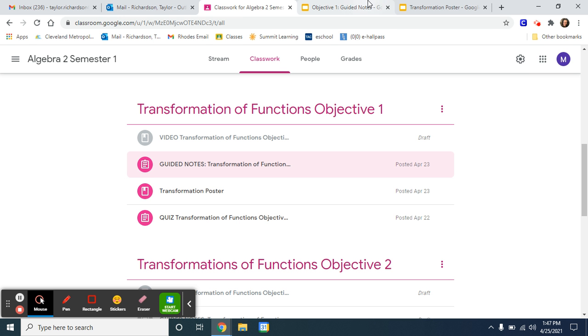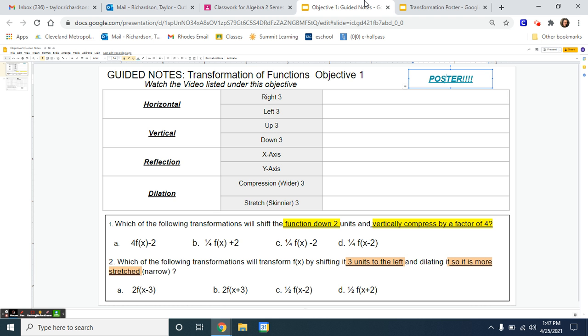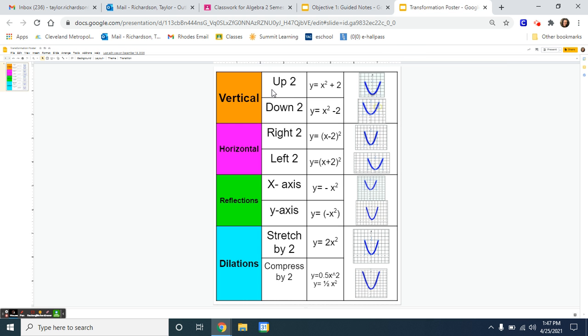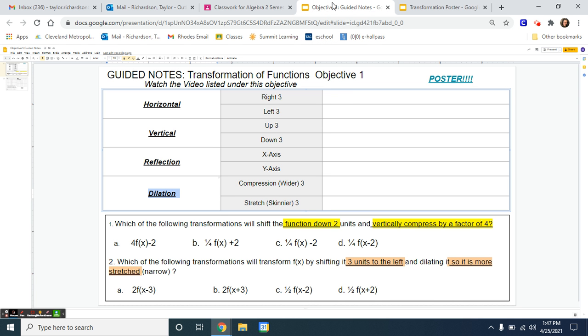So we are going to be talking about 4 different types of transformations. Transformations means you're changing the function, and there's different ways you can change the function. We are going to talk about horizontal transformations, vertical, reflection, and then dilation. If you notice on our poster, those are our 4 main categories: vertical, horizontal, reflection, dilation. And let's just jump into it.